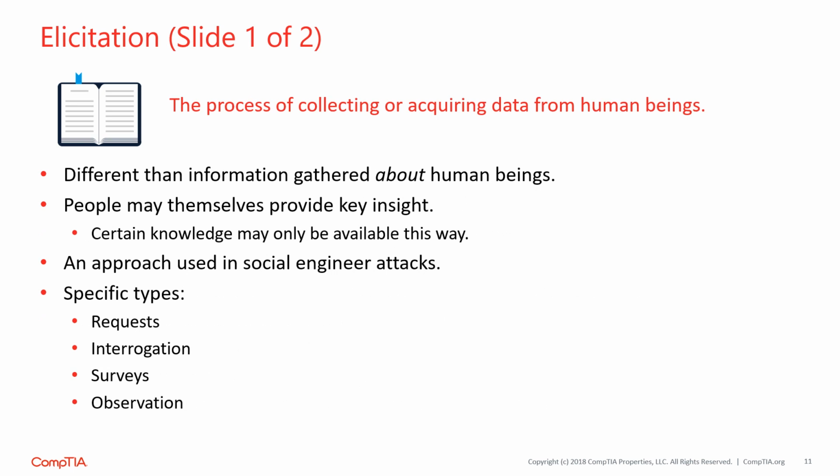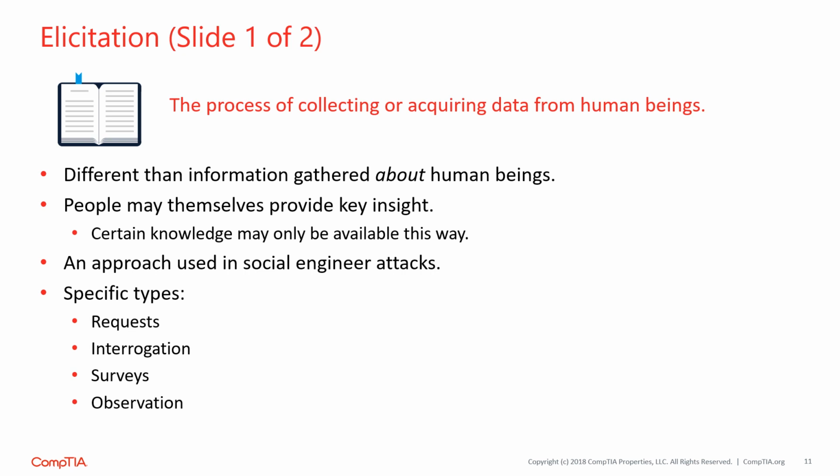Elicitation is the process of collecting or acquiring data from human beings. This is different than information gathered about human beings. In elicitation, a social engineer will attempt to learn or access useful information by contacting people who may provide certain key insights. The advantage of this approach is that some knowledge useful to an attack or pen test can only be acquired from other people. Like impersonation, elicitation is not a social engineering attack per se, but an approach that may be used as part of an actual attack.